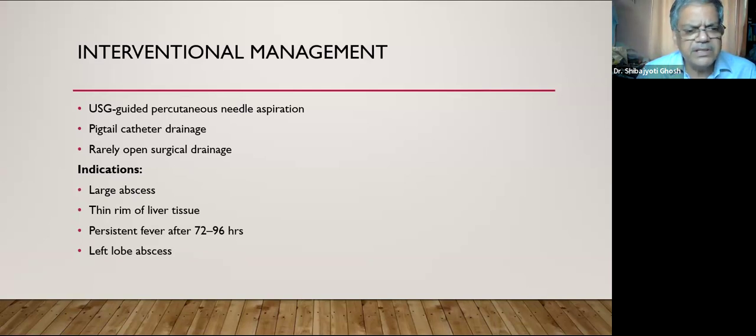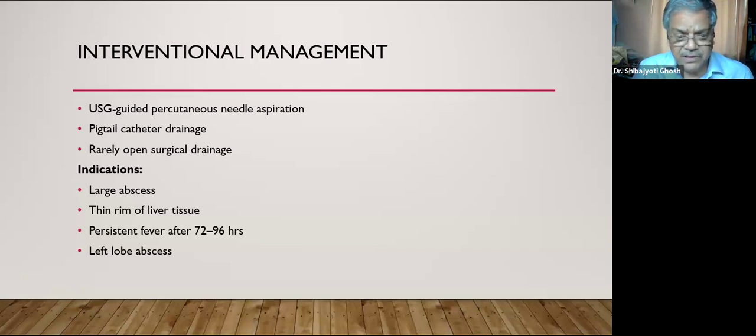Interventional management is required when the medical therapy fails or in case of large abscesses. So USG guided percutaneous needle aspiration, same as the pyogenic liver abscess, percutaneous catheter drainage, or rarely open surgical drainage is indicated. Open surgical drainage is indicated when the abscess is very large, and there is a thin rim of liver tissue, which means that there is an impending rupture.